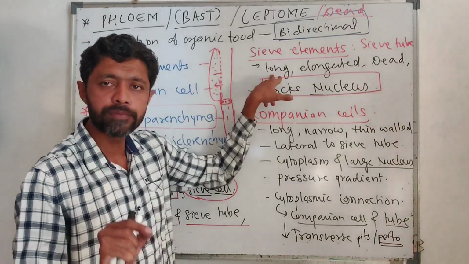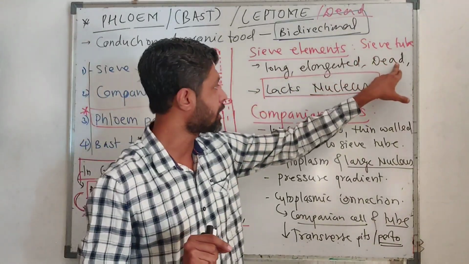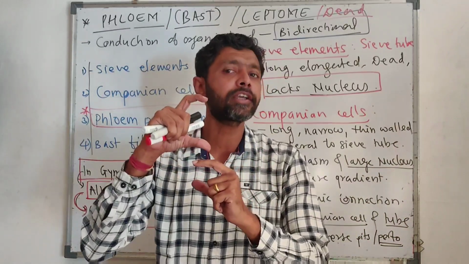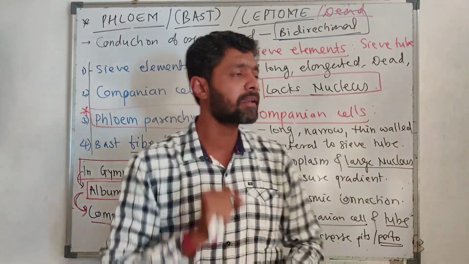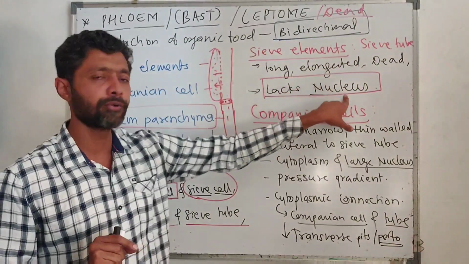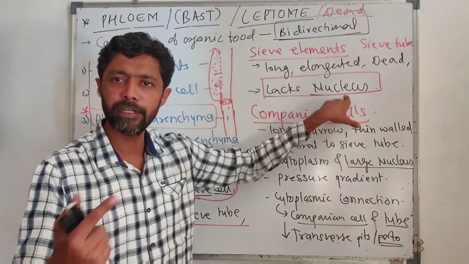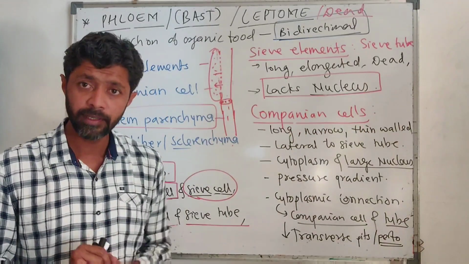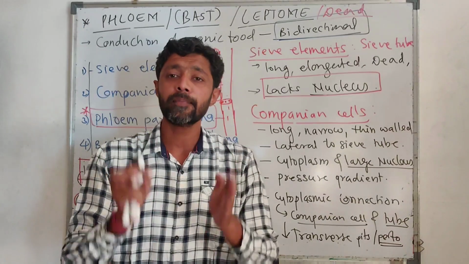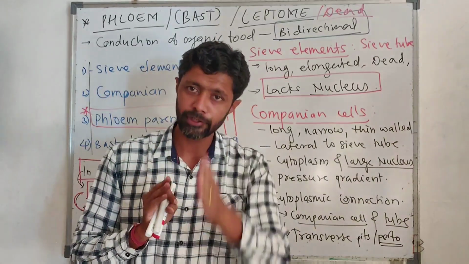Sieve tubes are long, elongated and dead, and they lack a nucleus. Compared to sieve cells, which are not long and elongated. For sieve cells we call them cells, and here we call them sieve tubes. Likewise, they lack a nucleus. As they lack a nucleus, they will be in need of company, and that company will be provided by the companion cell. Sieve tubes are primarily meant for the transport of food.